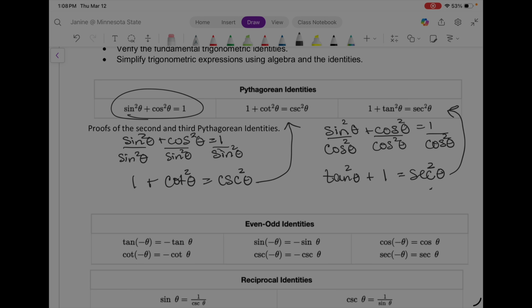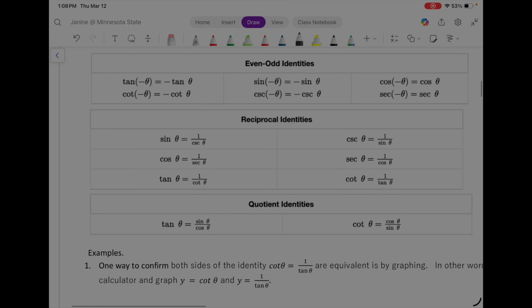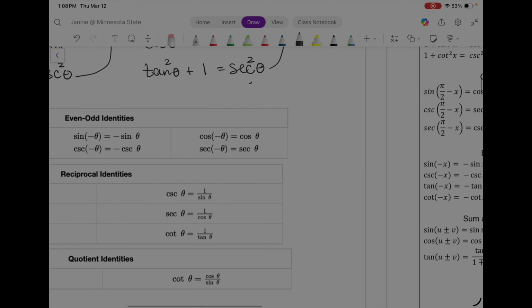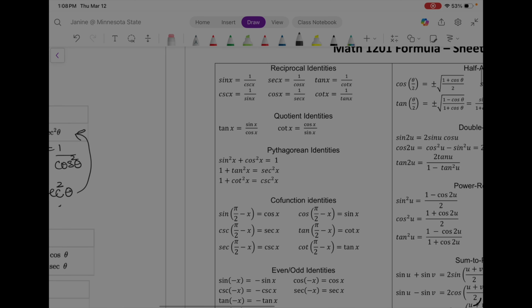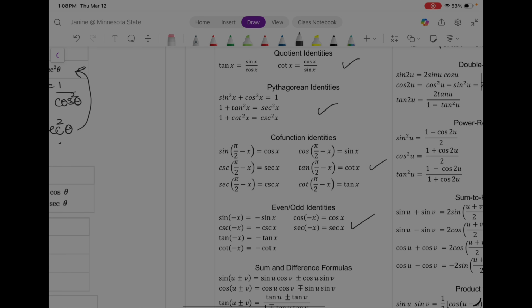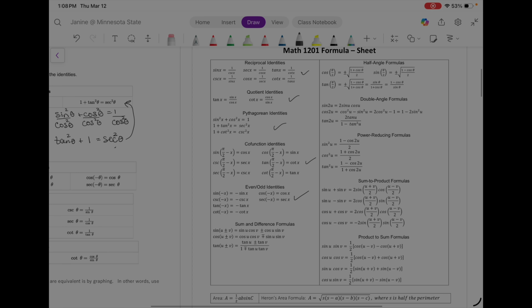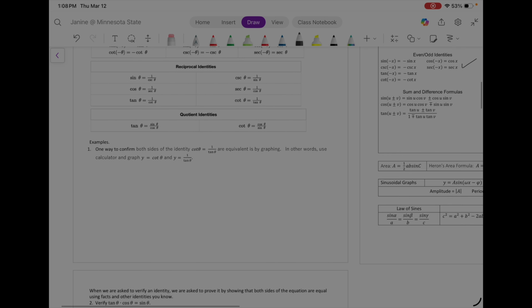Other identities that we have discussed are even and odd identities, reciprocal identities, quotient identities. I'm going to be doing a lot of toggling in my notes here, so I did put a formula sheet. Basically, these are the ones that we've discovered so far. Okay, and we're going to progress through this unit or chapter. We are going to progress through more of these identities. But first, let's take a peek at what we can do with identities.